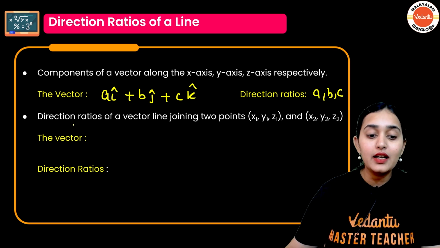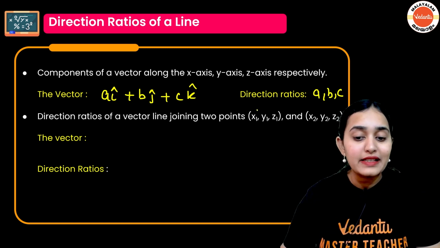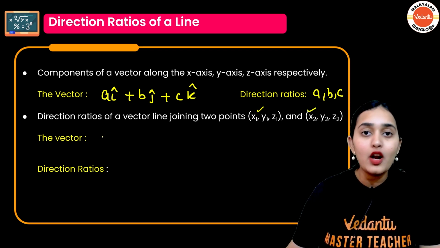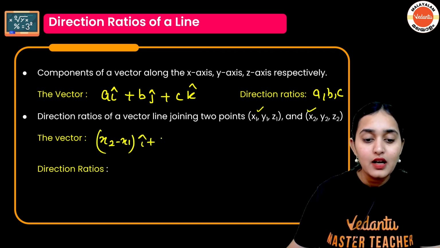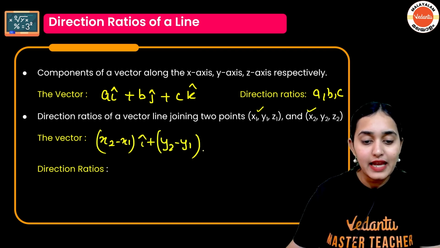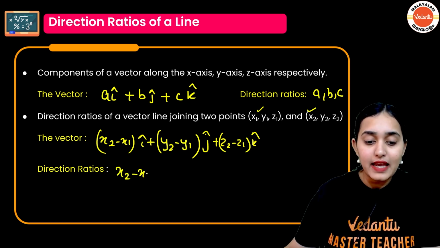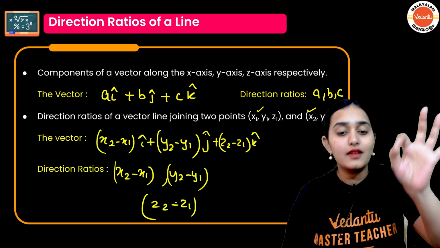Okay, similarly, if your vector is formed by joining 2 points x1, y1, z1 and x2, y2, z2, so your vector equation will be what? It will be simply x2 minus x1 i cap, y2 minus y1 j cap and z2 minus z1 k cap, right? So direction ratios here will be x2 minus x1, y2 minus y1, z2 minus z1. These will be your direction ratios.